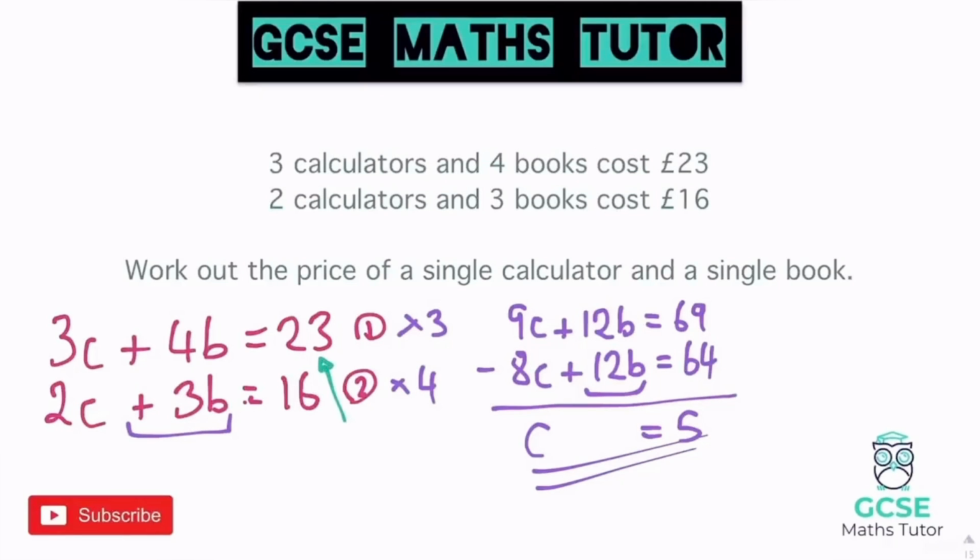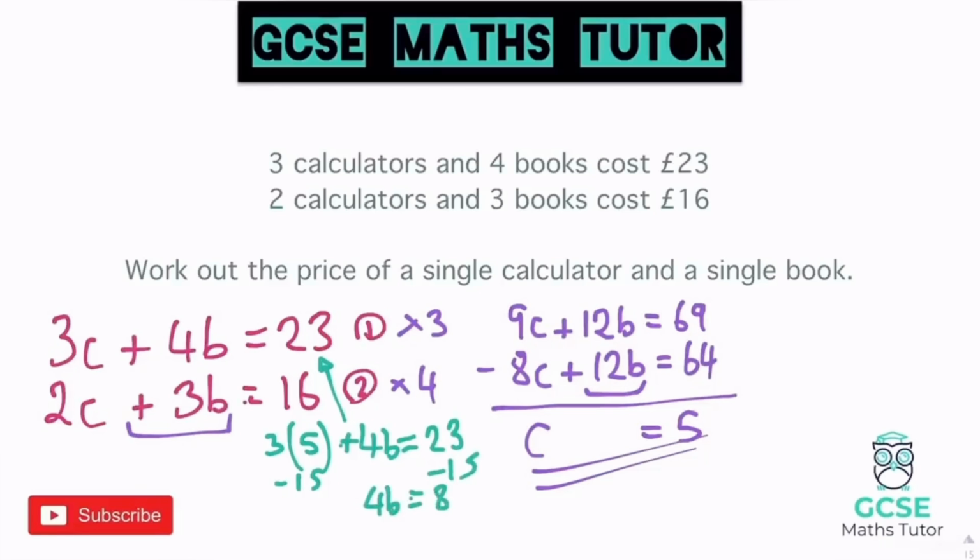So if c is 5, we have 3 lots of c, or 3 lots of 5, add 4b, and that equals 23. There we go. Now 3 lots of 5 is 15, so we're going to have to take away 15 from both sides. And we get 4b equals 23, take away 15 is 8.